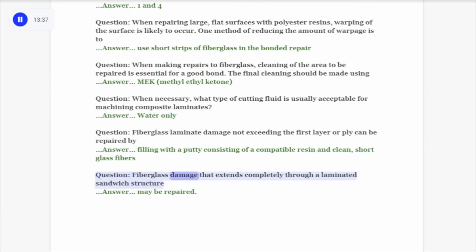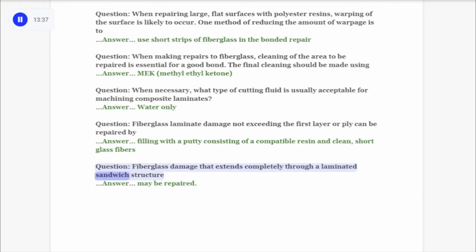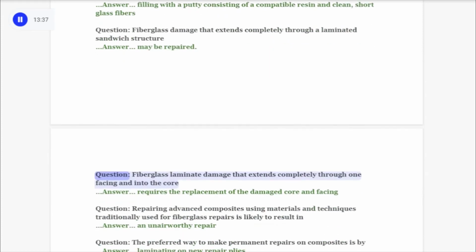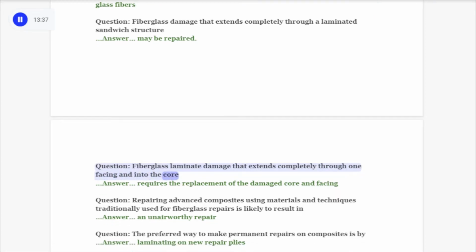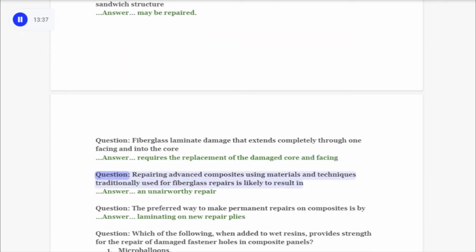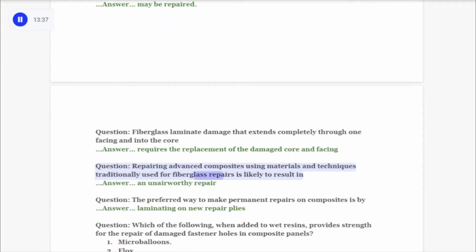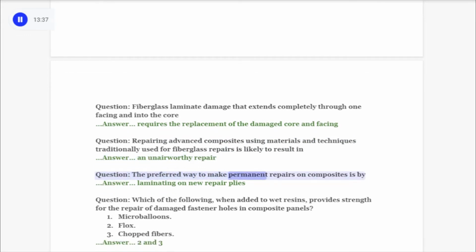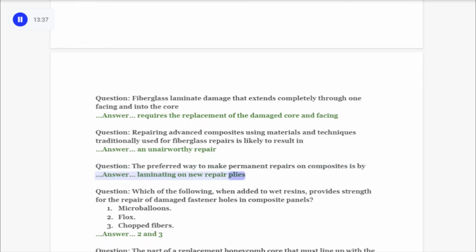Question: fiberglass damage that extends completely through a laminated sandwich structure. Answer: may be repaired. Question: fiberglass laminate damage that extends completely through one facing and into the core. Answer: requires the replacement of the damaged core and facing. Question: repairing advanced composites using materials and techniques traditionally used for fiberglass repairs is likely to result in. Answer: an unairworthy repair. Question: the preferred way to make permanent repairs on composites is by. Answer: laminating on new repair plies.